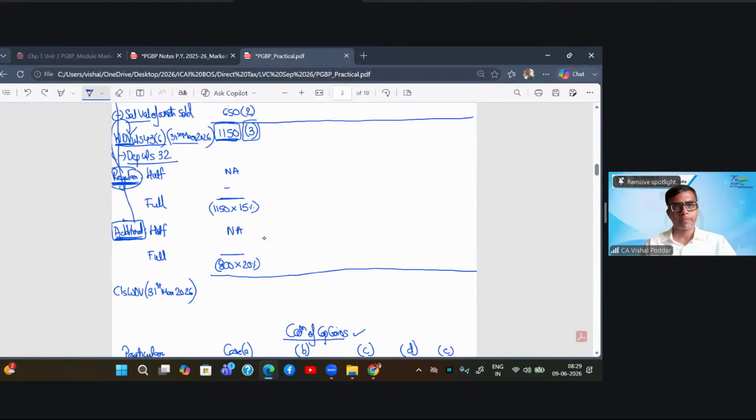115 and 57.5. This will be, and this will be 160. Correct?